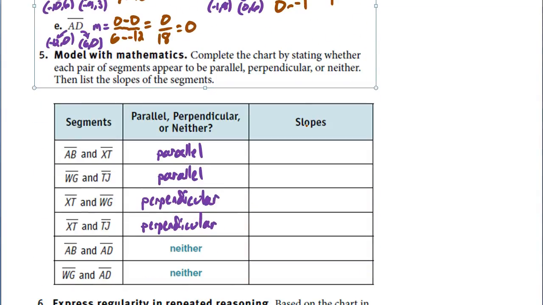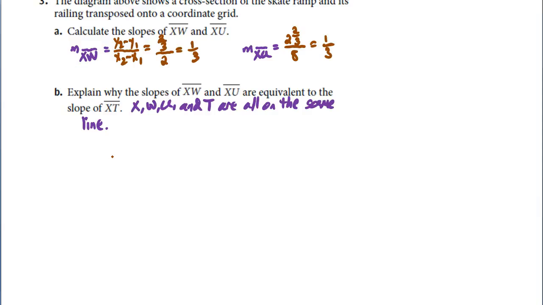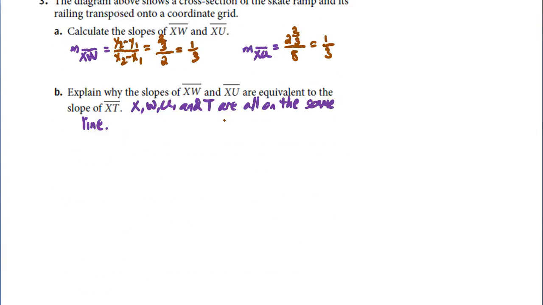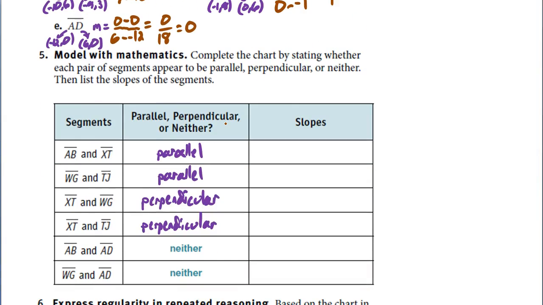Next, complete the chart by stating whether each pair of segments appears to be parallel, perpendicular, or neither. Then list the slopes. So segment AB and segment XT. Here we have segment AB and segment XT was this brown one. These look parallel. So I've written the word parallel in the chart.